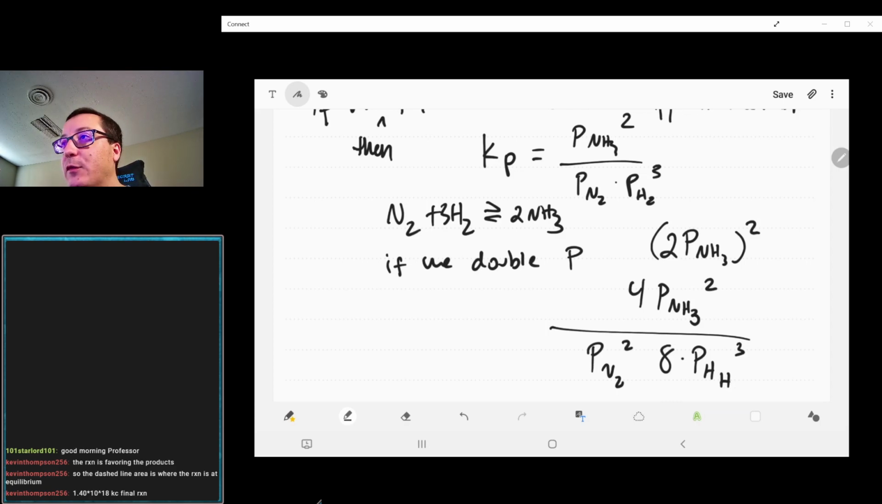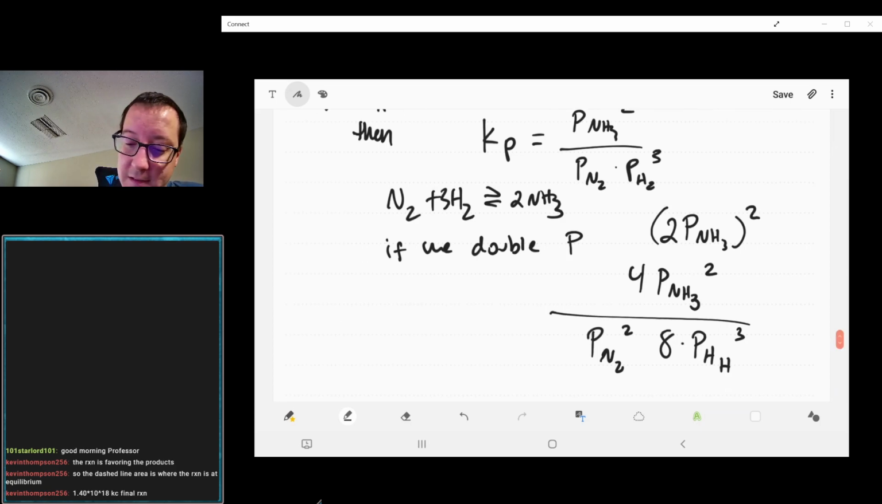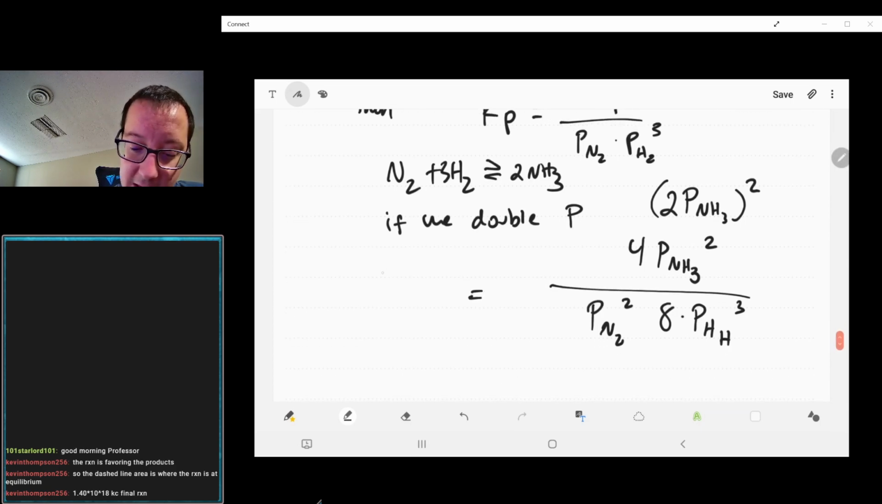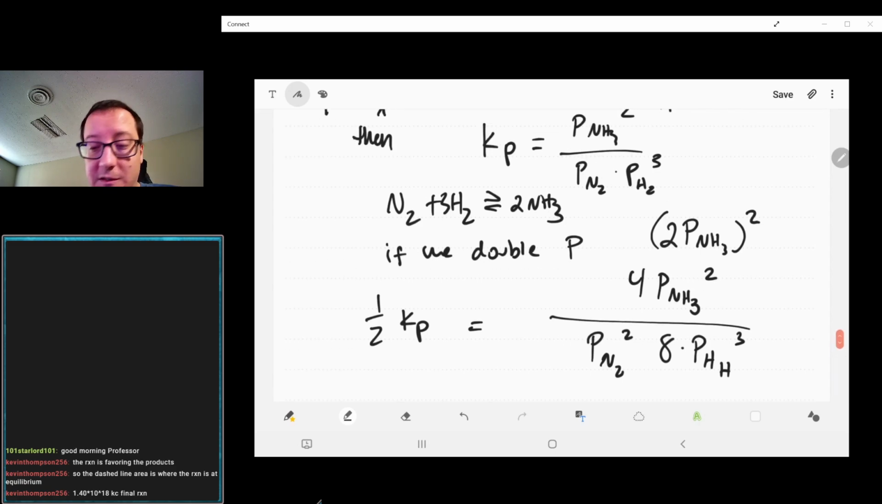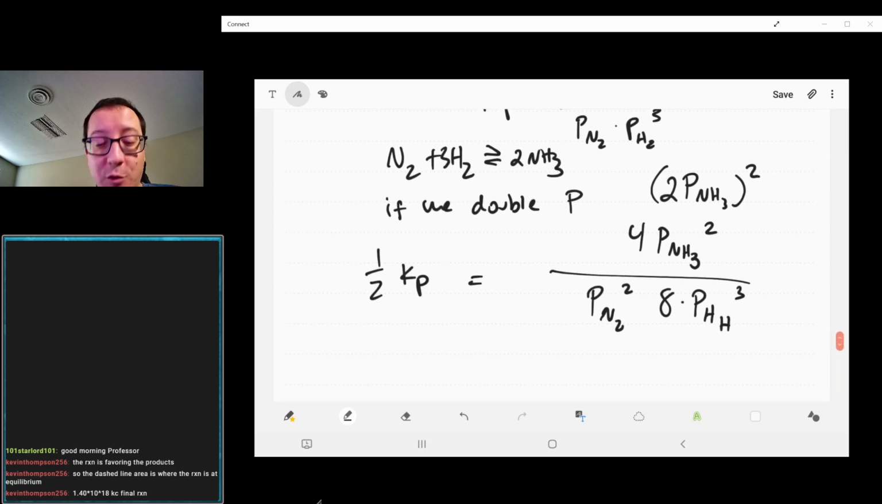And as you can see, we'll take a look at substituting the rest of our regular Kp in there. In this case, this is just half of our original Kp. Kp had those cubes and squares already. We basically now have 4 over 8. Notice we have half of our equilibrium constant right now. And remember, equilibrium constant does not change unless you're changing the temperature.